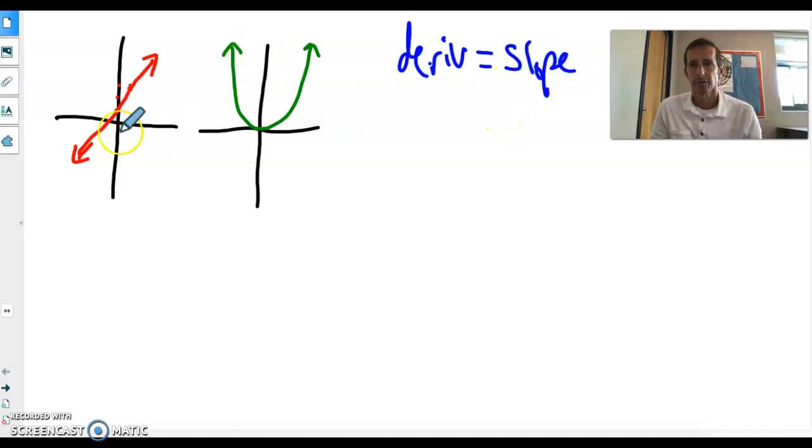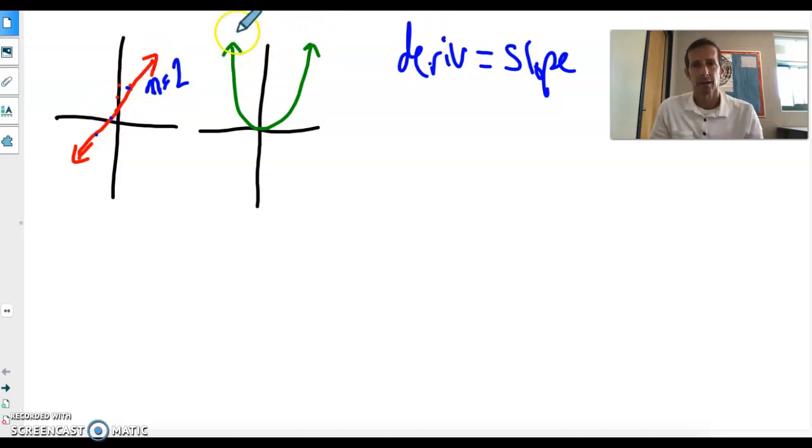So if our function is just a line, and I pick any 2 points on this line, the slope of this is always the same. It doesn't change. So no matter where I am on this line, right there, the slope is 2. Right here, slope is 2. Down here, slope is 2. So this slope is always 2. It never changes. It's constant.